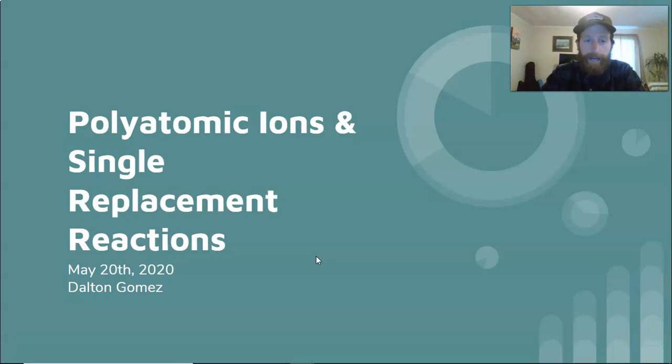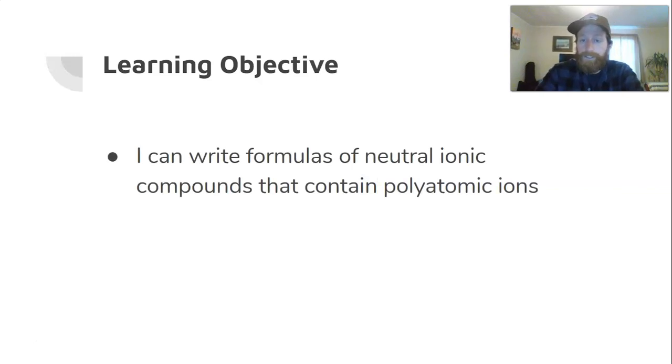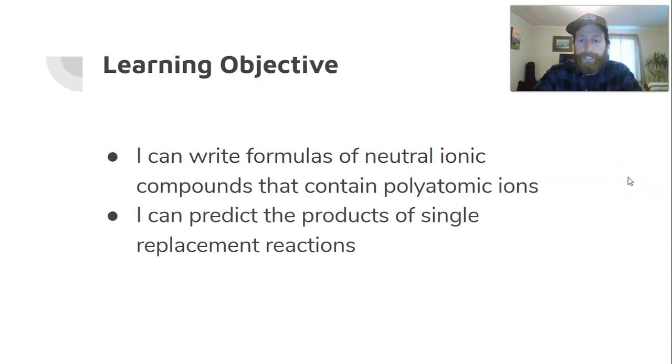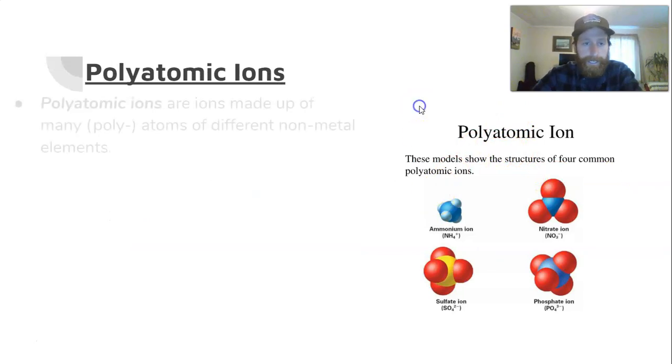As you have them, we're going to add two layers of complexity to what we started last week, ionic compounds and synthesis reactions. Today we're going to talk about polyatomic ions and single replacement reactions. So a couple learning objectives for you. First of all, I can write formulas of neutral ionic compounds that contain polyatomic ions. I'll define what those are in just a second. And secondly, I can predict the products of single replacement reactions, which is another type of reaction like synthesis reactions, a little more complex.